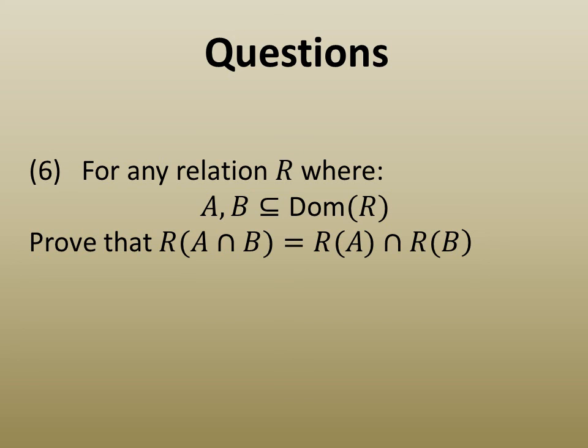Question 6. For any relation R, where A and B are subsets of the domain of R, prove that the image of the intersection of A and B is equal to the intersection of their images.